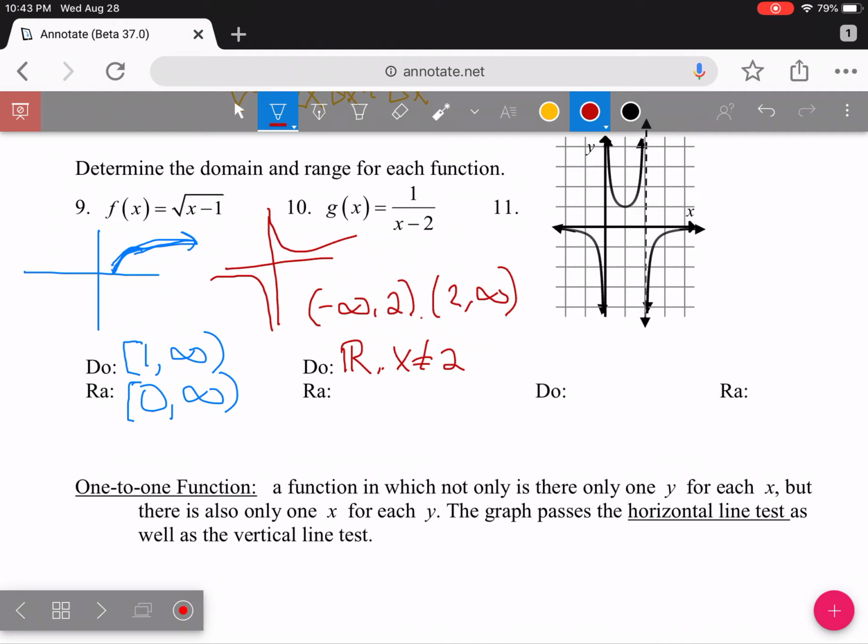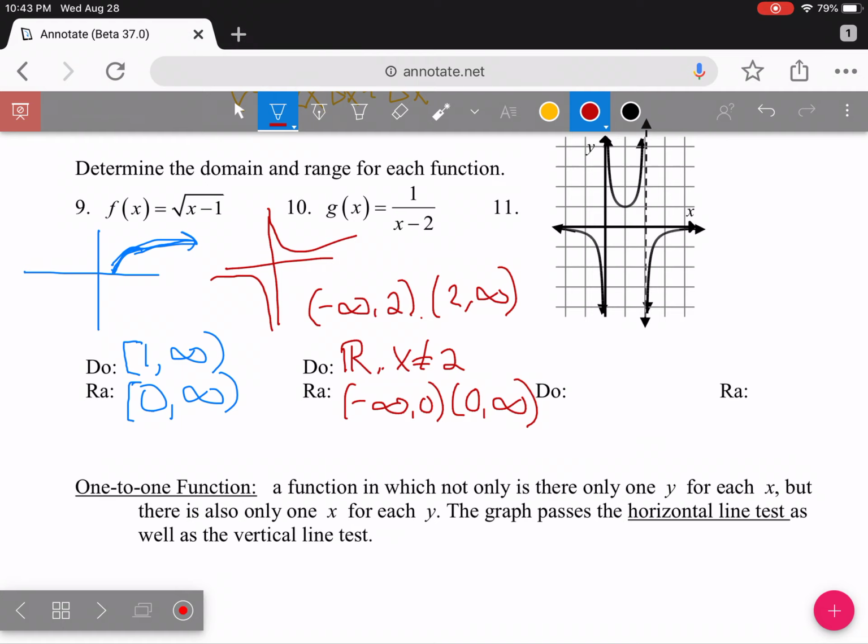Okay, so our range is negative infinity to 0 and 0 to infinity. So the only value it can't take on is 0. We make sure, again, our brackets have to be open for that one. Otherwise, that would just be all reals.